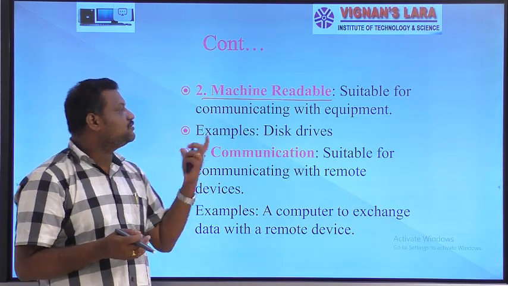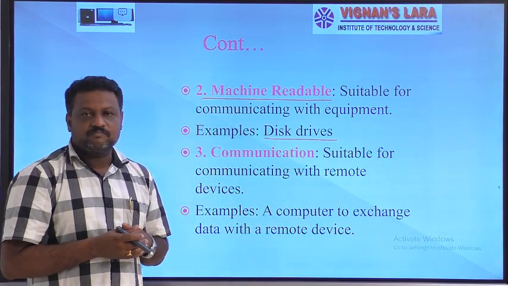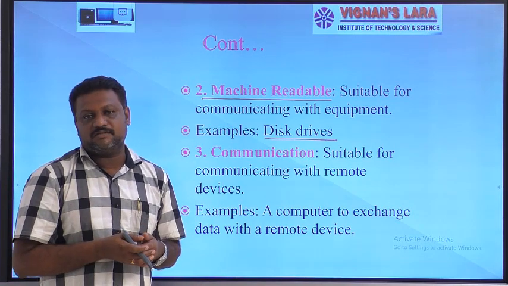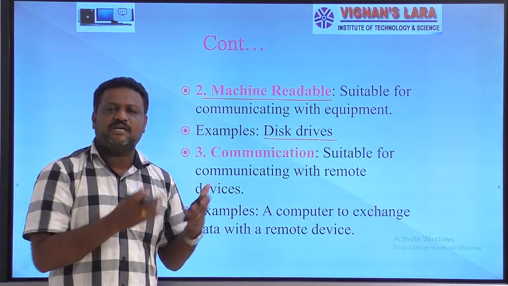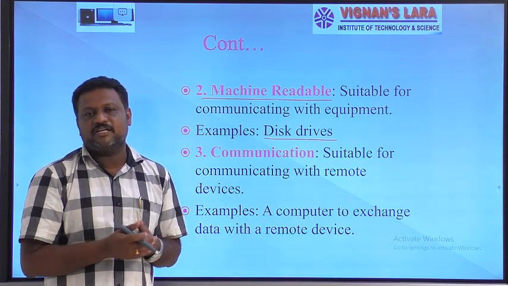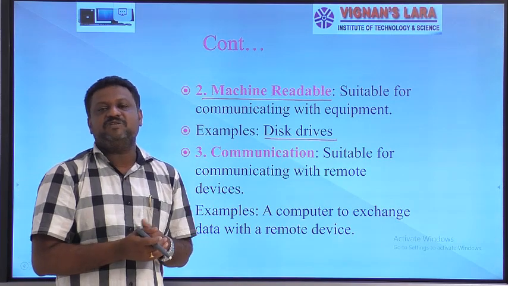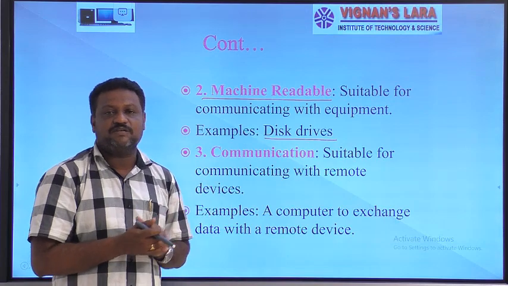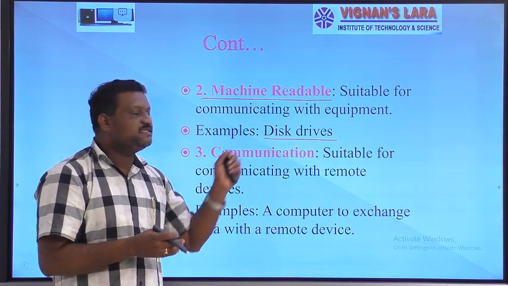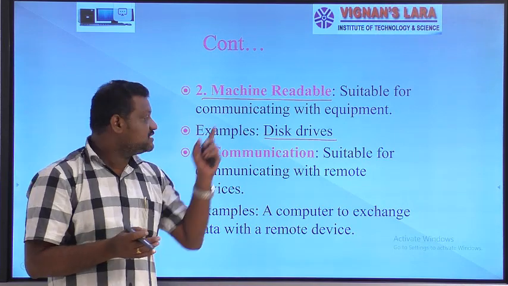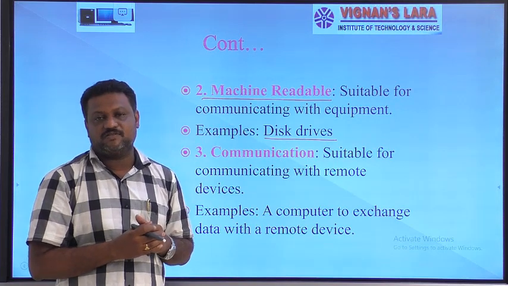The best example of machine readable devices is disk drives. We know the secondary storage devices, that is floppy disks, CDs, DVDs, we can consider as memory elements, as well as I/O devices. If I want to access information from them, I take the help of disk drives. In that case, our machine communicates with these devices straight away. This is the second variety, which we call machine readable devices.